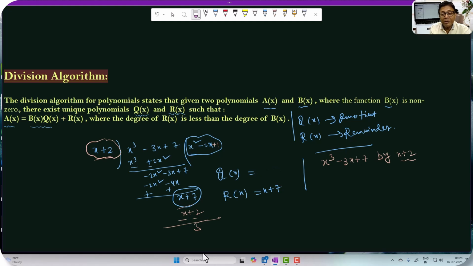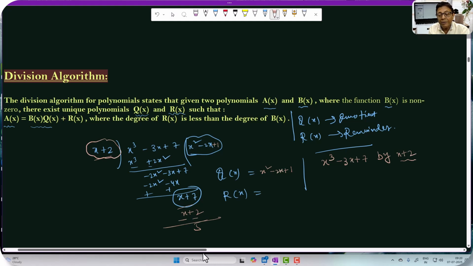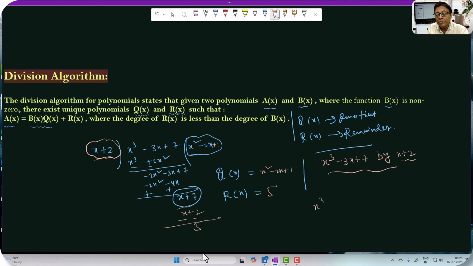now quotient initially was not correct one. It will be x square minus 2x plus 1 and remainder will be equal to 5. And on dividing this by x plus 2, it is going to be equal to x plus 2 multiplied by x square minus 2x plus 1 plus 5.